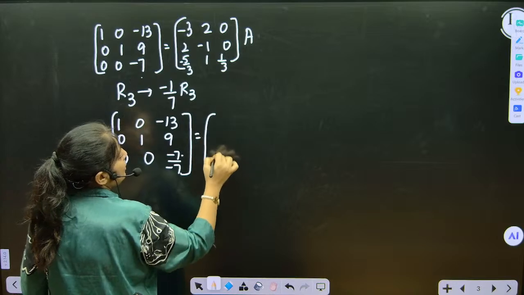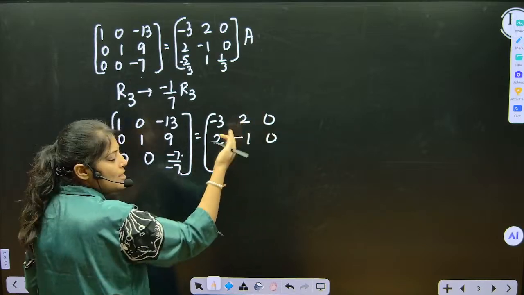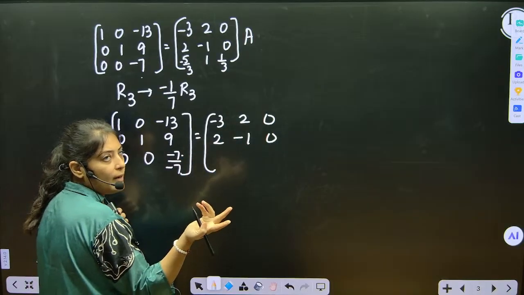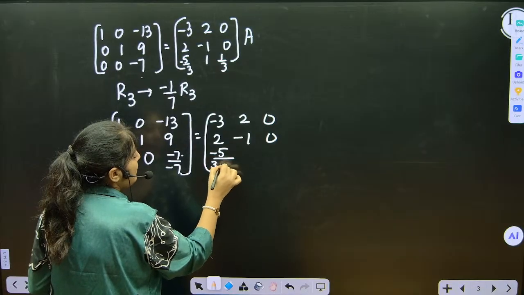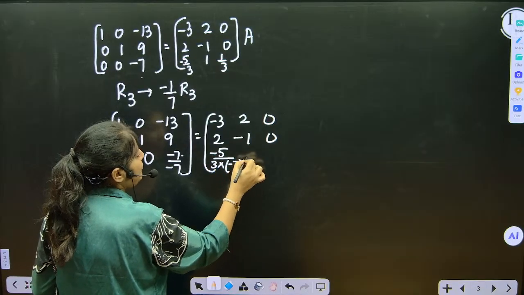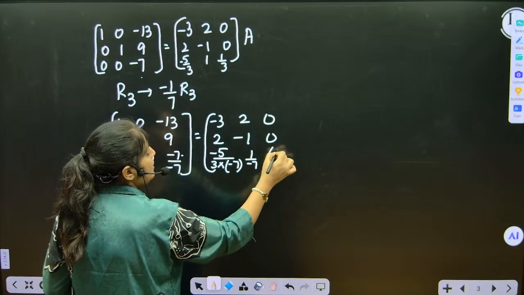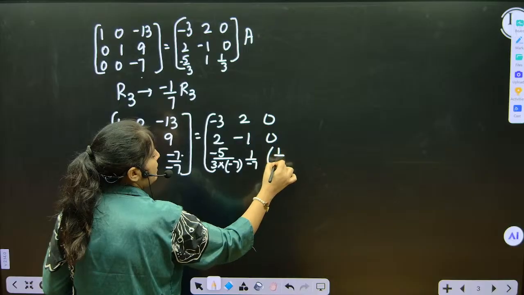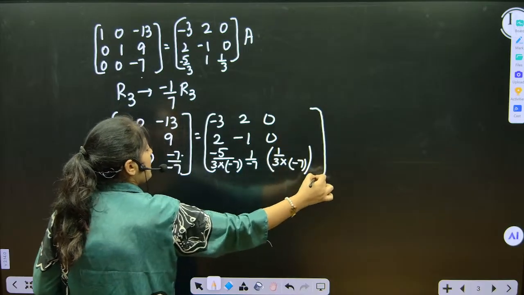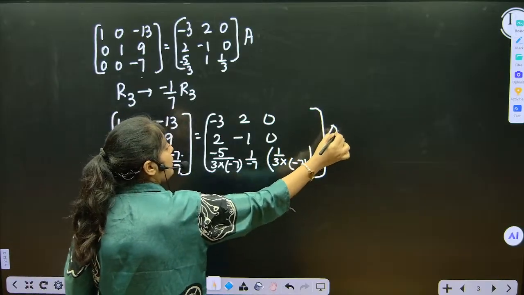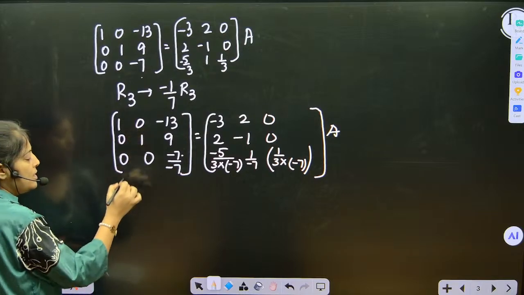So here also I will do the same thing. 2 minus 1 0. Row 1 and row 2 I am not changing, so I am writing it directly only. Minus 5, and this will become minus of 7, 1 divided by minus 7, and this will become 1 by 3 into 1. These are the transformations I am applying. Now what will this become?